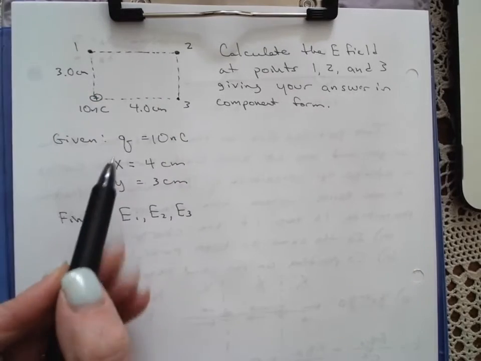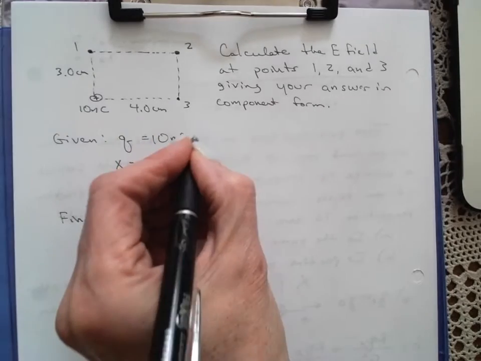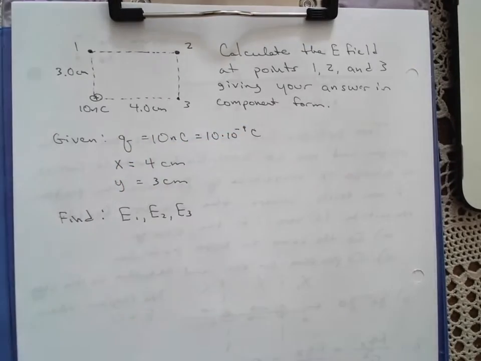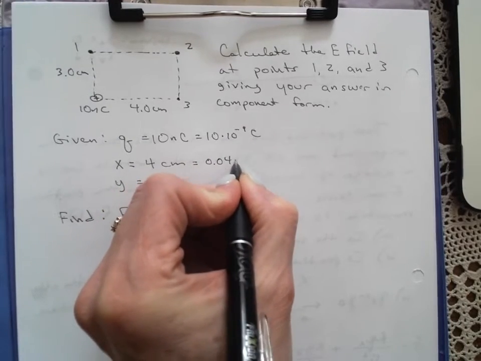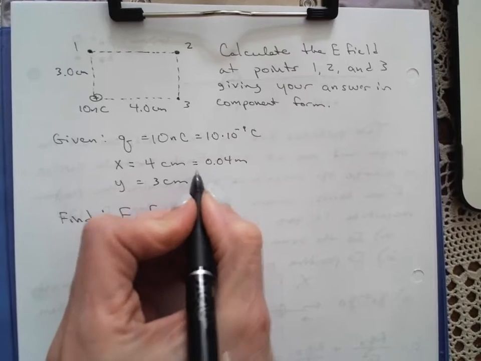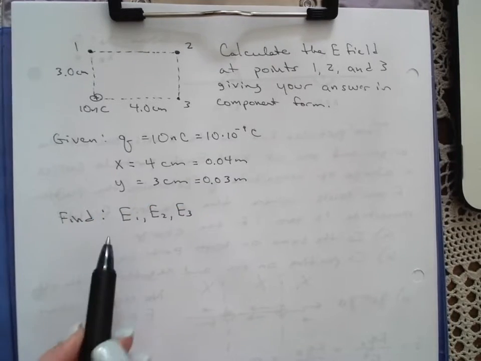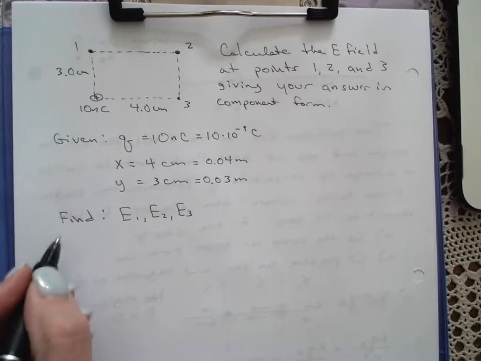So we're given that Q is equal to 10 nanocoulombs, and that's equal to 10 times 10 to the negative 9 coulombs. Our x is equal to 4 centimeters, which we'll write as 0.04 meters, and our y is equal to 3 centimeters, which is 0.03 meters. And so we want to find E at points 1, 2, and 3. So we'll start with E1.